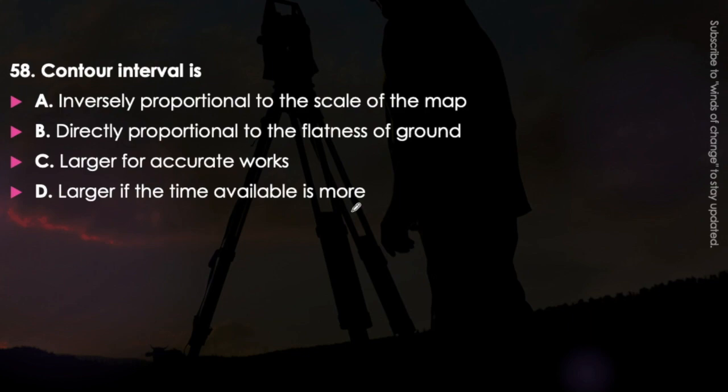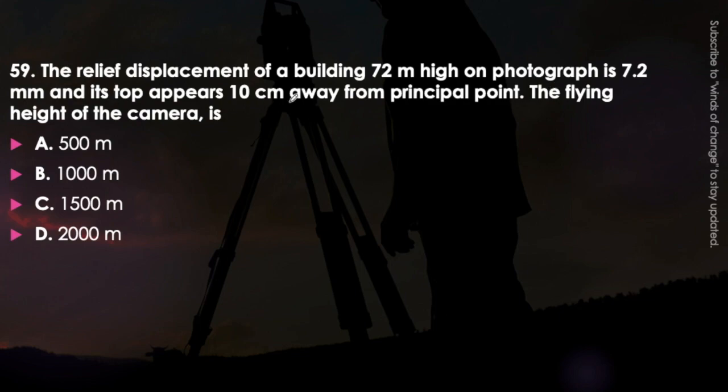Just think about it. Contour interval is, option A will be the correct answer. Contour interval is inversely proportional to the scale of the map. If the scale is more, then contour interval will be lesser. Okay. Next question. The relief displacement of a building 72 meter high on the photograph is 7.2 mm and its top appears 10 cm away from the principal point. The flying height of the camera is 500 meter, 1000 meter, 1500 meter or 2000 meter.